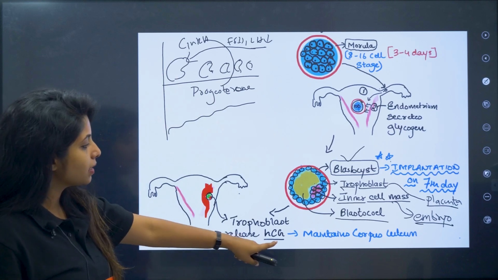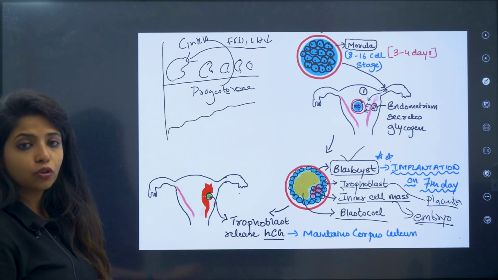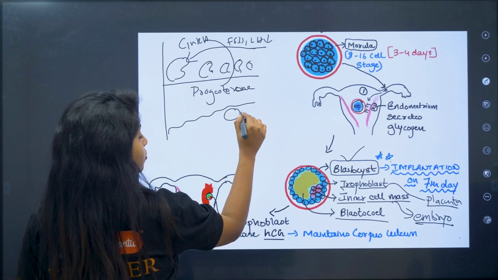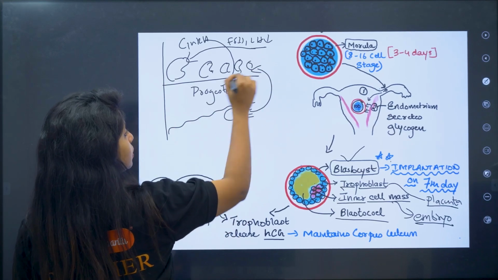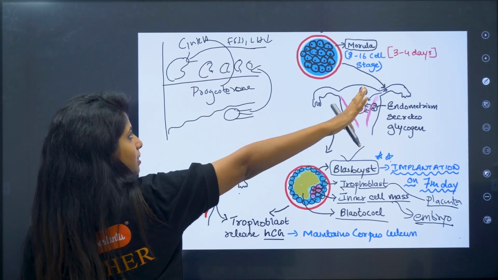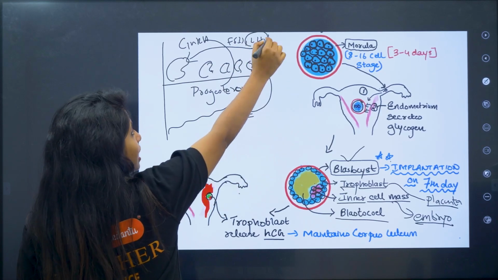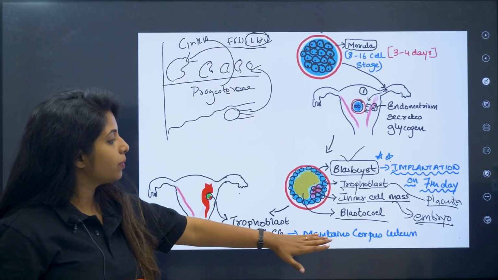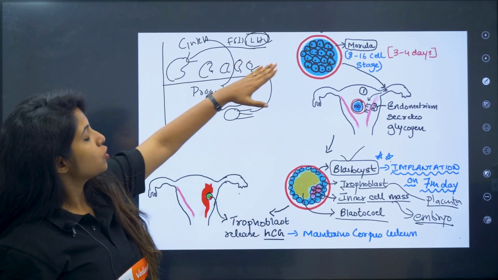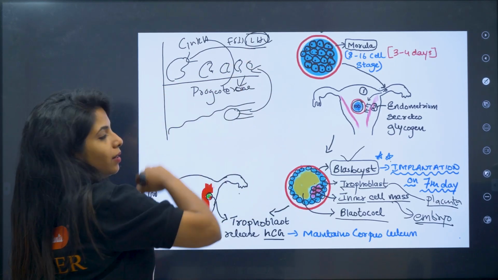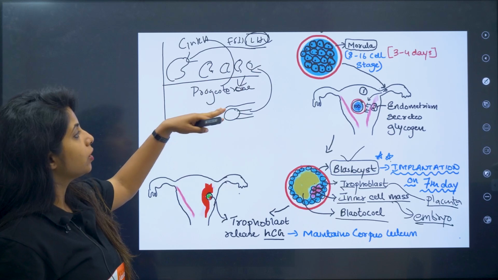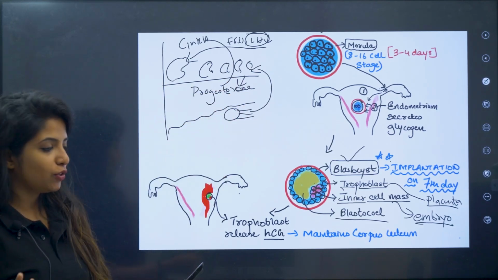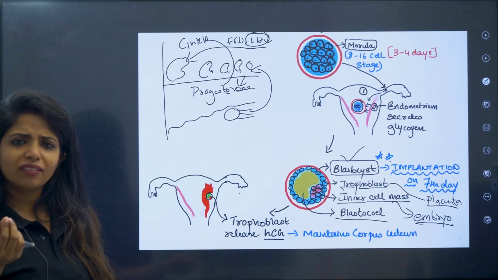At this point of time, HCG will be released by the trophoblast. When HCG is released, it will go and act on the corpus luteum such that it sustains there. It does not die. So it does not need LH now. It is okay with HCG. So HCG will be helping in maintaining the corpus luteum. Now if the corpus luteum is there, progesterone will be there, and the progesterone can help in maintaining the endometrium layer intact. I hope you got this. So that's all. It's very, very simple.